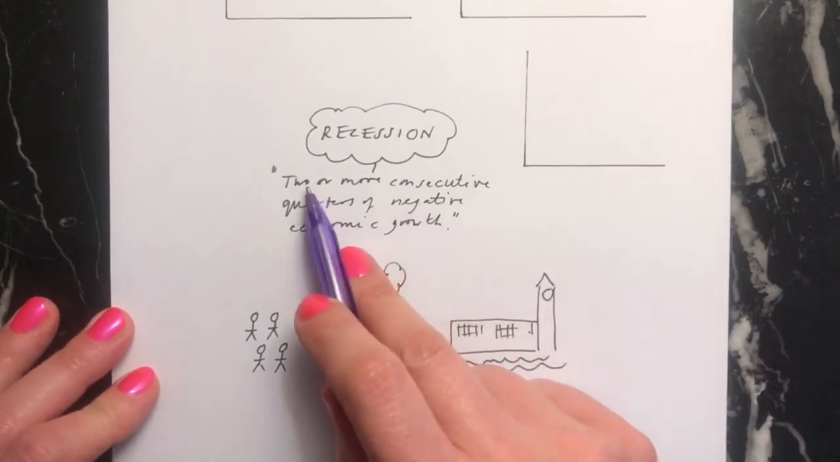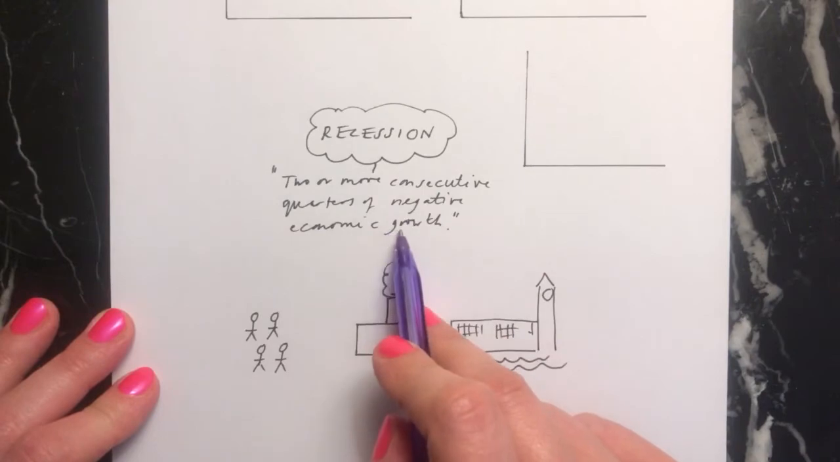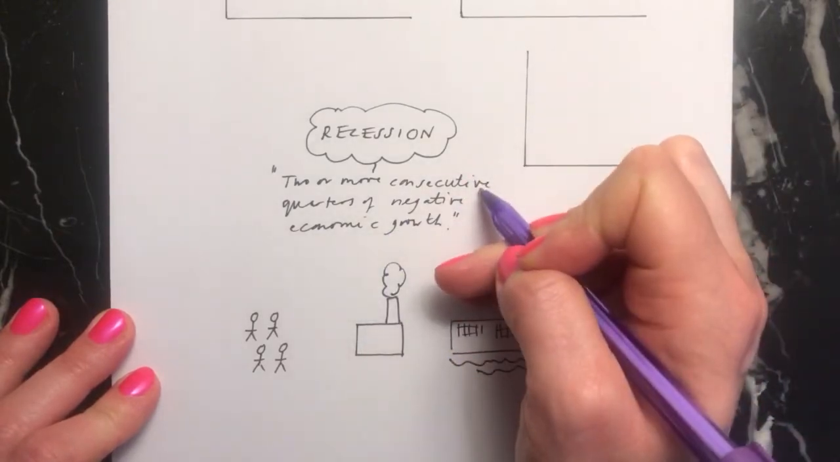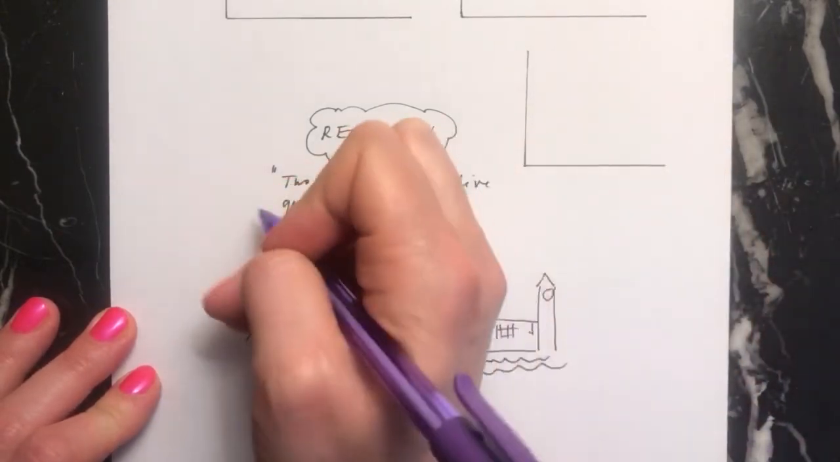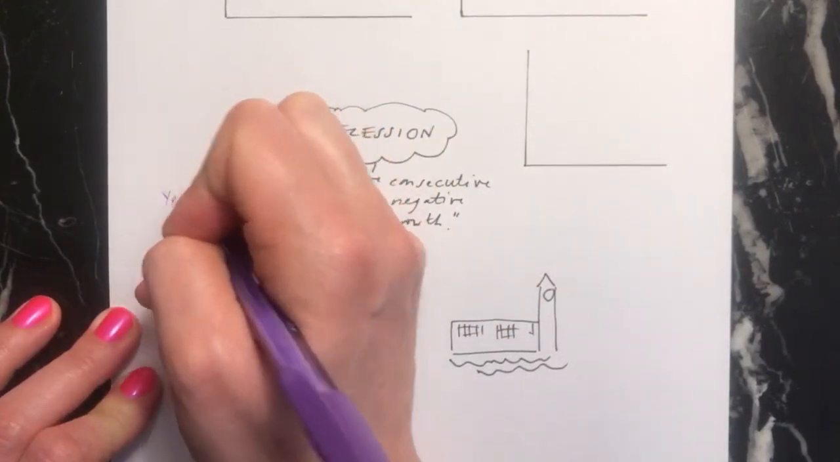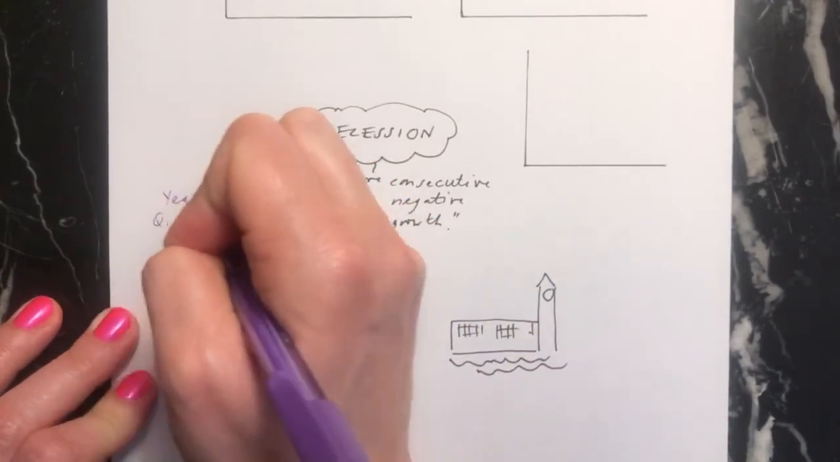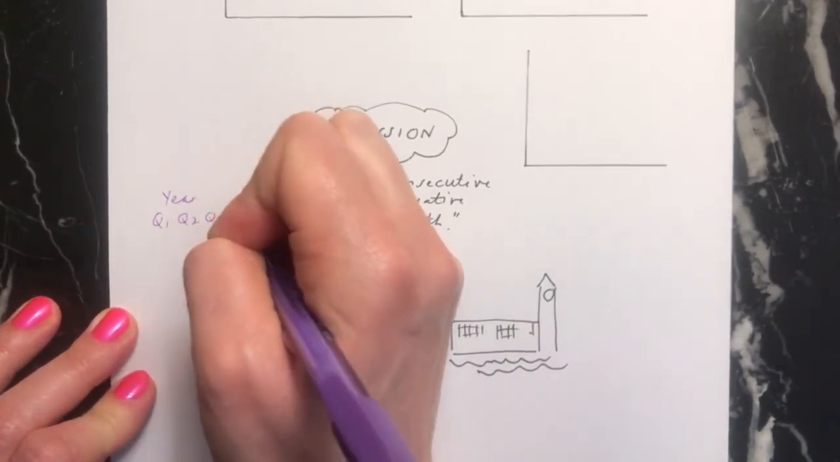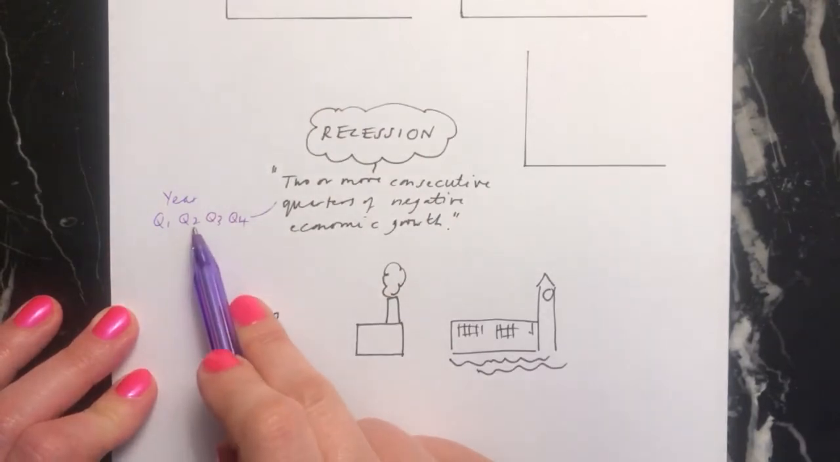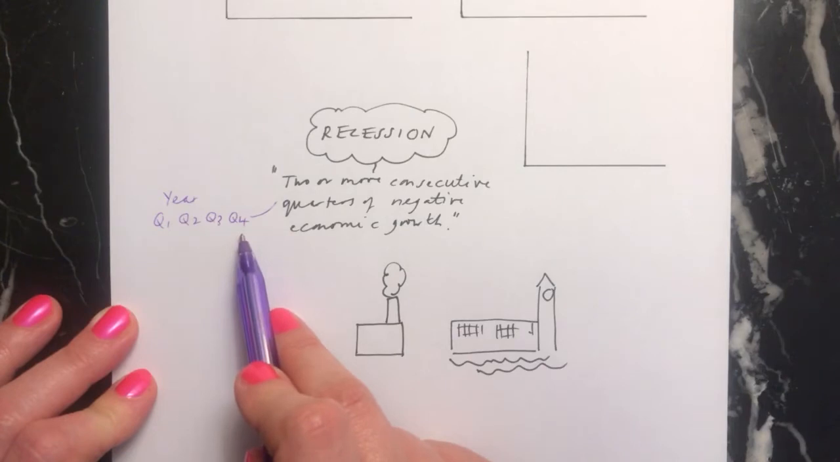The definition of it is 2 or more consecutive quarters of negative economic growth. Consecutive means coming immediately one after another. Quarters is what we economists and business people divide the year into: quarter 1, quarter 2, quarter 3, quarter 4. So the first half of the year is quarter 1 and quarter 2. The second half of the year is quarter 3 and quarter 4. It's just a much easier way of talking about different sections of the year.